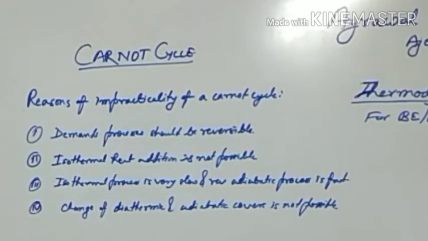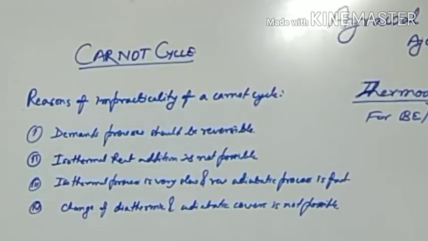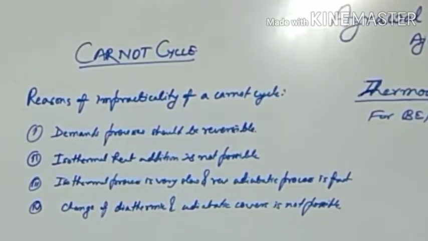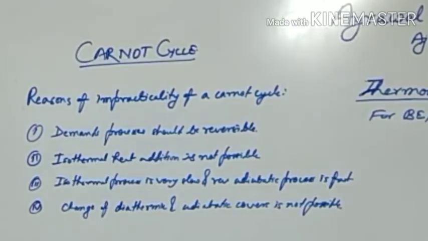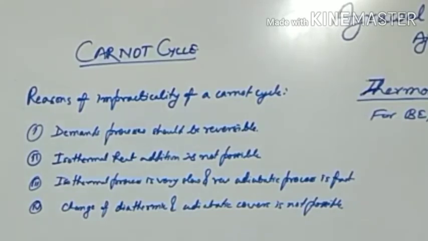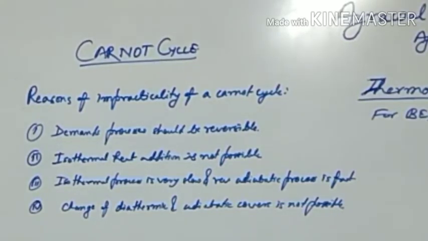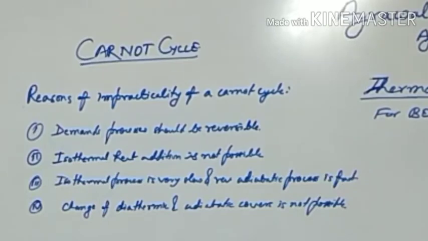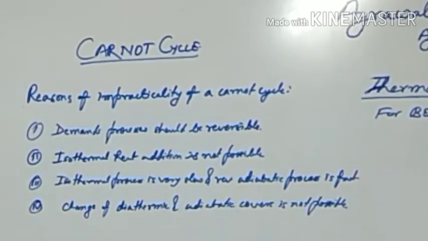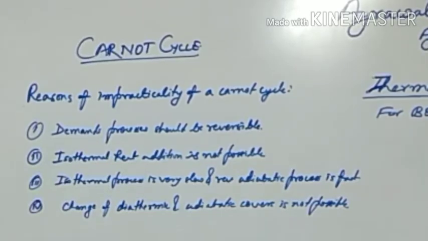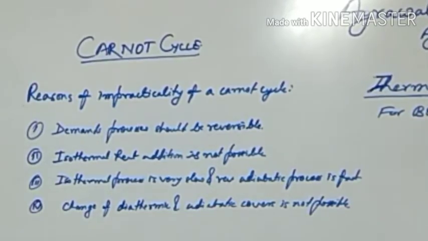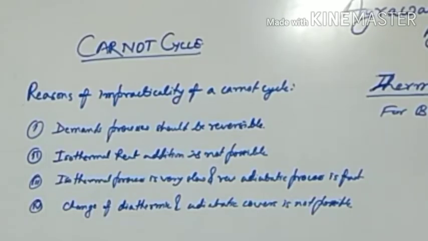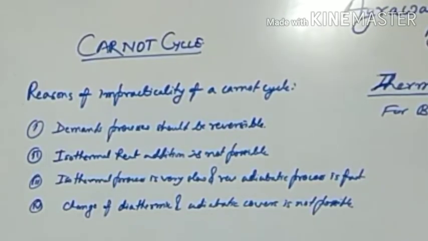Let us consider why this Carnot cycle is impractical. There are a number of reasons. First, it demands that the process should be reversible. For a reversible process, there should not be any friction between the piston and the cylinder, which is not possible. So the process cannot be reversible. Isothermal heat addition is not possible because heat transfer takes place only when there is a temperature difference. Although we can reduce the temperature difference, if we keep a temperature difference then the process is not reversible, and as we go on reducing the temperature difference, the heat transfer takes longer time.